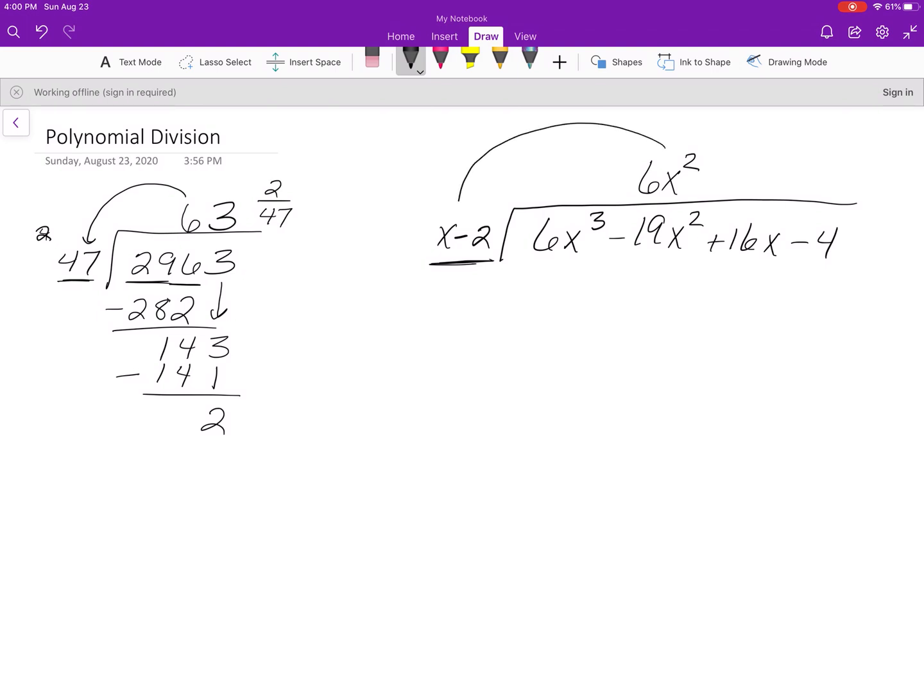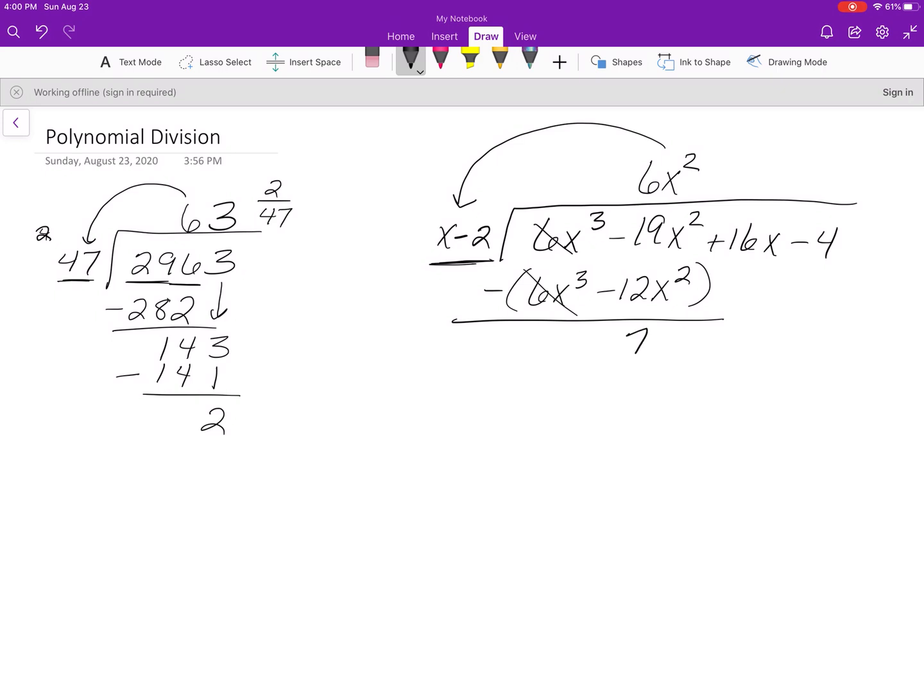So now I'm going to use that and multiply it by x minus 2. That would be 6x cubed minus 12x squared. I multiplied the 6x squared times both terms. Now I'm going to subtract this entire thing from the two terms that I started with. 6x cubed should cancel out with 6x cubed. I made it happen that way because I'm trying to reduce this. Negative 19x squared minus negative 12 is actually plus 12x squared.